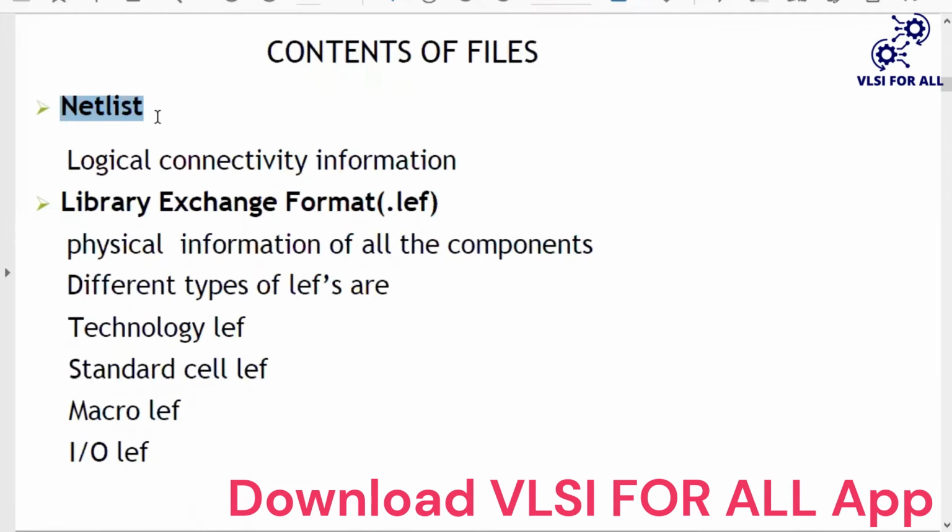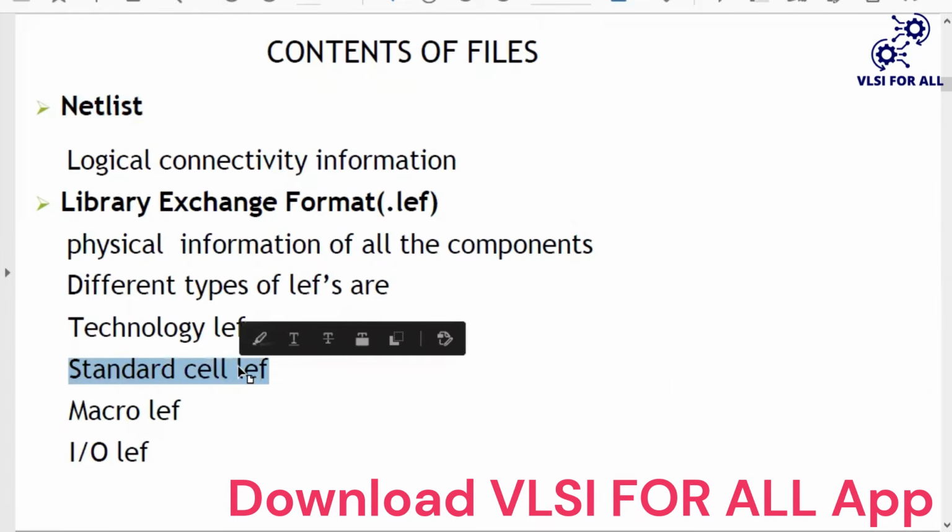Next one is the library exchange format, LEF. Physical information is available. Physical information is available for macros and standard cells, every component, macros and combinational cells. Sometimes in PD we see physical only cells, and physical info is present for those cells also. There are different types of LEFs. Technology LEF, technology related LEF. Next one is the standard cell LEF.